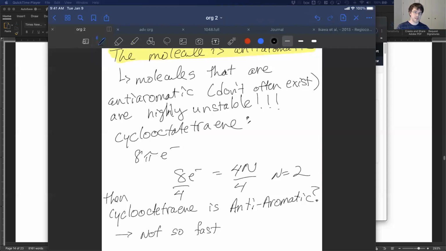Well, let's think about what it takes to be anti-aromatic. It takes all the things it takes to be aromatic, but you're going to follow the 4n rule instead of the 4n plus 2 rule. So you're going to be cyclic, planar, conjugated, and follow the 4n rule to be anti-aromatic, or less stable than expected.